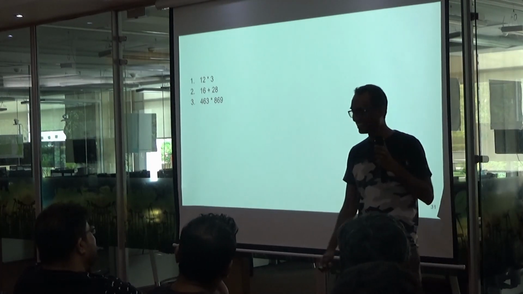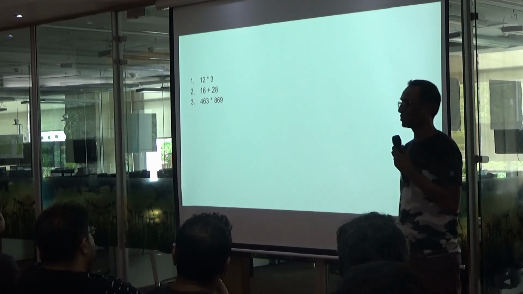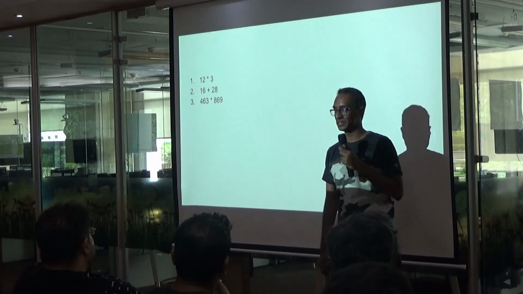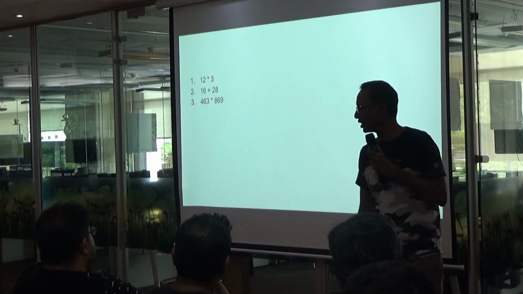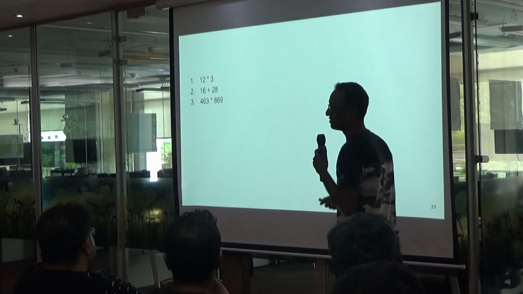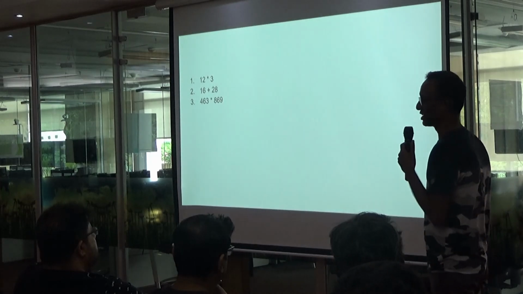Jokes apart, the first two calculations were easy because they could fit into short-term memory. The third problem has too much data to fit into short-term memory, hence that calculation was hard.